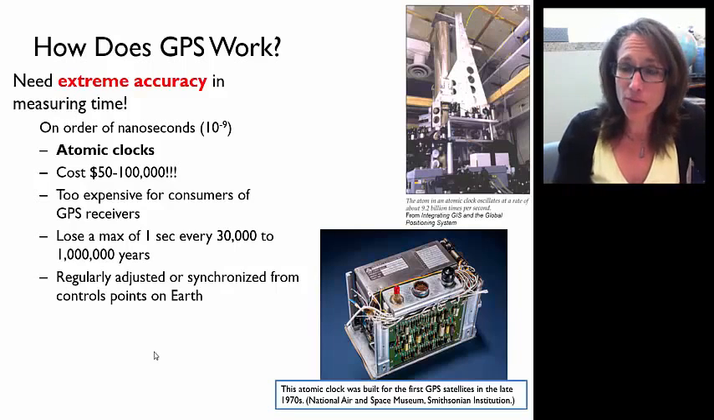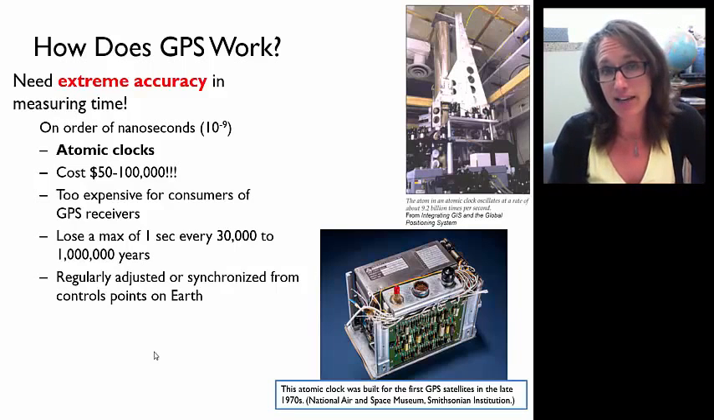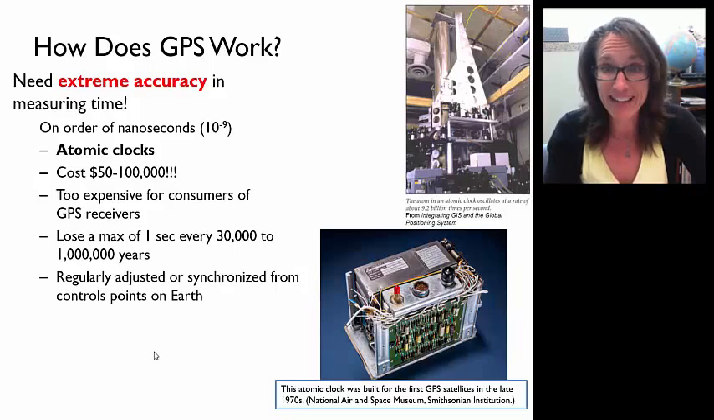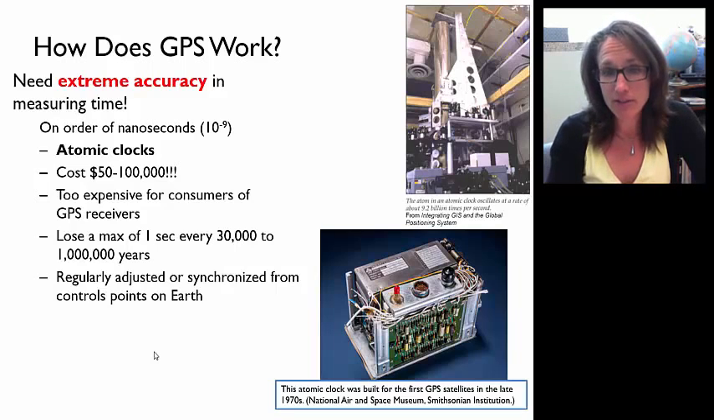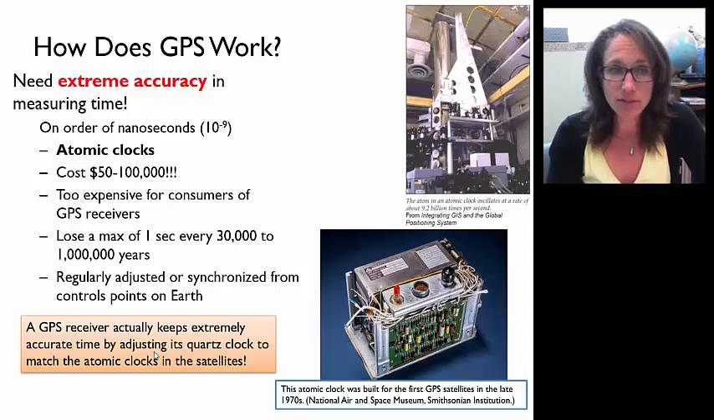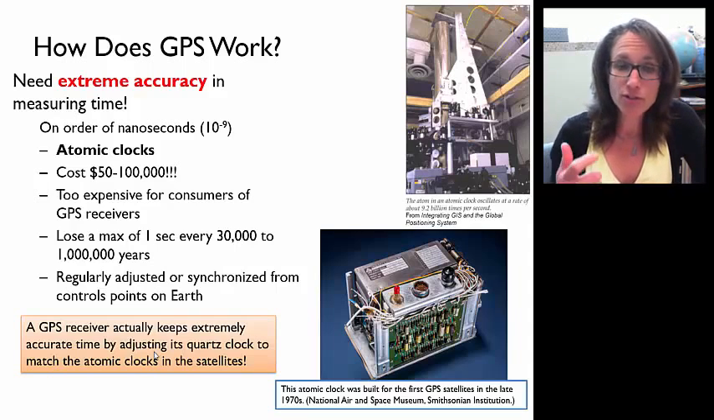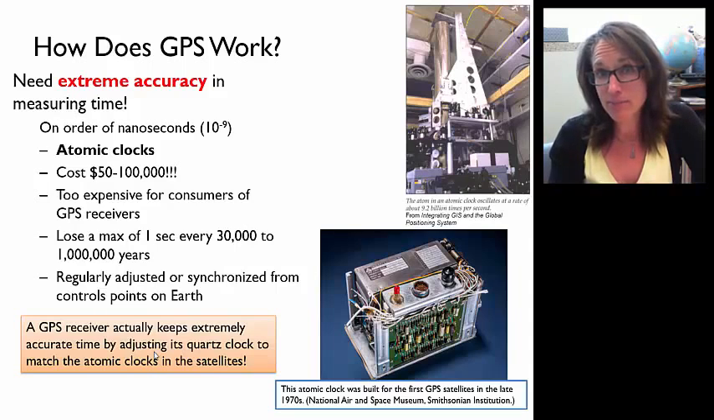And so what they have to do is put atomic clocks into the satellite so that they have an accuracy of time measurement on the order of nanoseconds. That's billionths of a second, 10 to the minus 9. These are expensive clocks, and of course we can't put an atomic clock in our receiver, but our receiver can adjust its quartz clock to match the atomic clock. So your GPS receiver actually keeps very, very accurate time because it's adjusting its clock to match the atomic clock on the satellite.